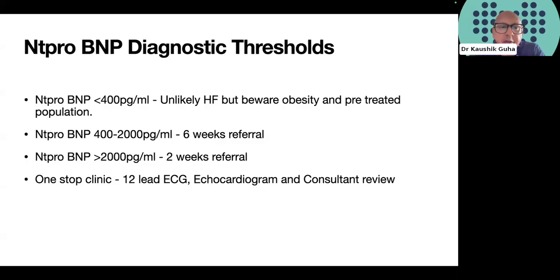If the patient has signs and symptoms and they have a reading of 400 to 2000 picograms per milliliter for an N-type pro-natriuretic BNP, then it is a 6 weeks referral. And if it is greater than 2000, this is felt to be analogous to the old cancer pathways and to have the same level of seriousness attached to the referral, and therefore we are asked to see the patient within 2 weeks. Within my locality, and certainly most major secondary care trusts, this operates as a one-stop BNP clinic, i.e.